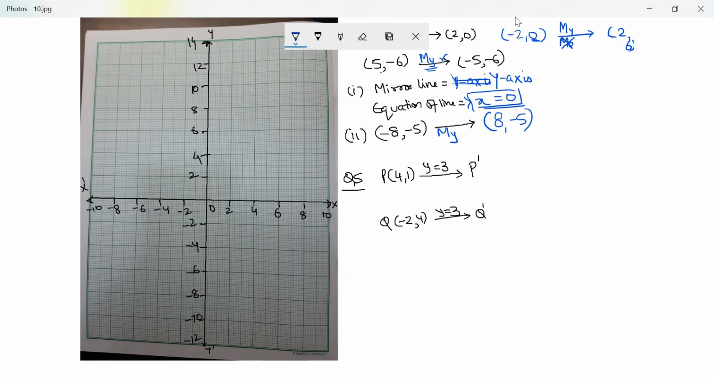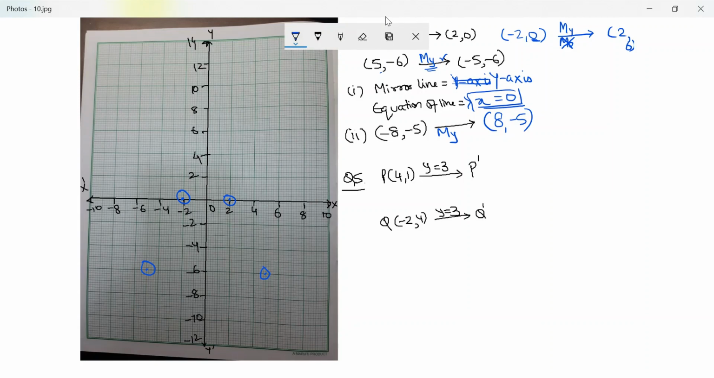So let's look at these points. This is after reflection. So this was negative 2, 0, and then there's 5, negative 6. So 5, negative 6 became negative 5, negative 6. So this is clearly reflection on the y axis. Negative 2, 0 became 2, 0. Perfect. This is reflection on the y axis.